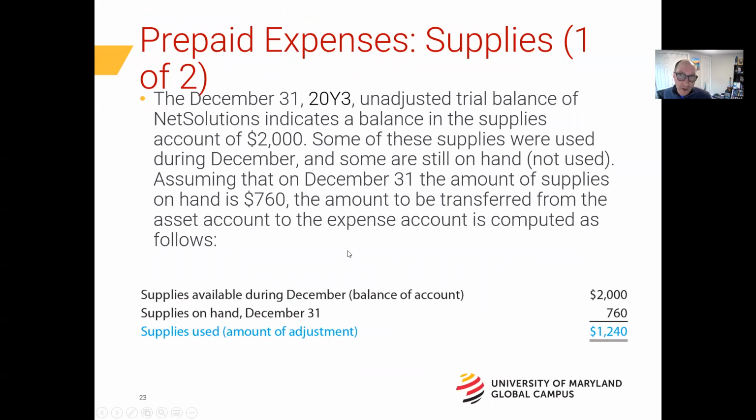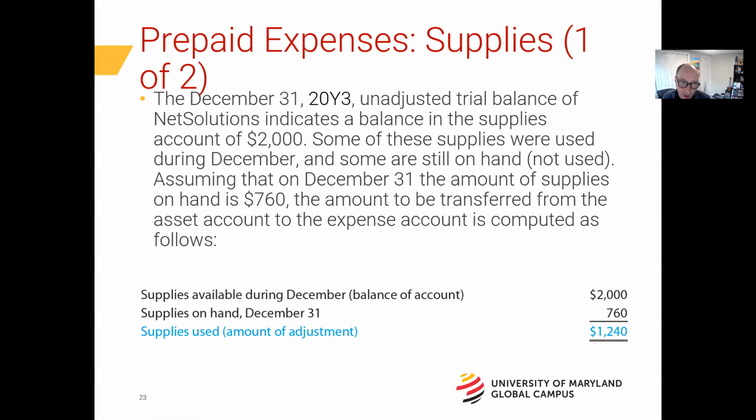Here's another example. This one's prepaid expenses. I always like the interest expense because that's usually the most common. The unadjusted trial balance indicates a balance of supplies on account of $2,000. Some of these supplies were used during the month of December. We still have some on hand.